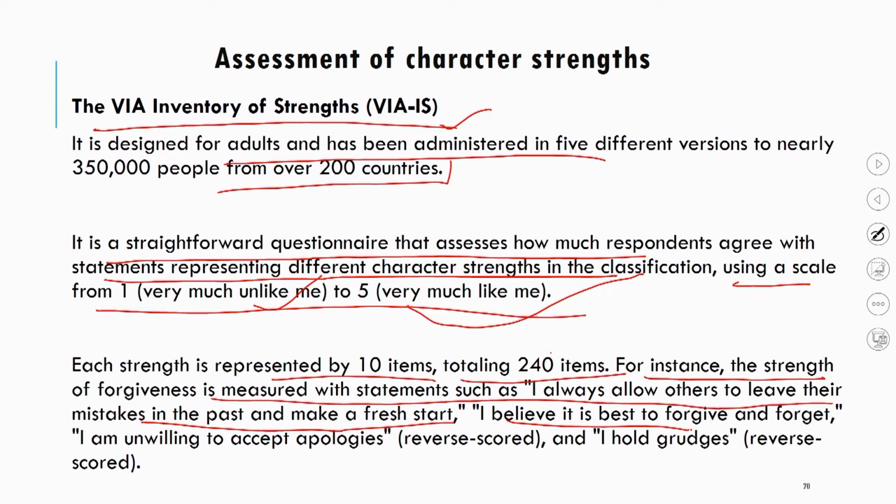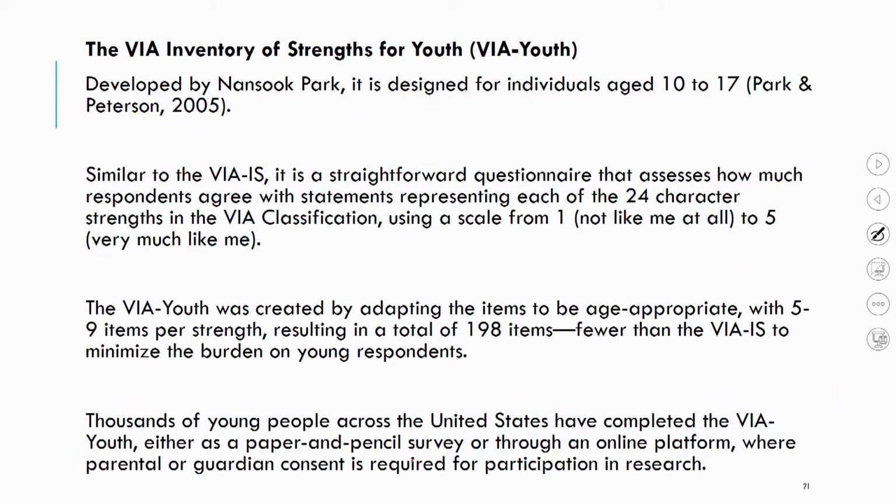Another statement is, I believe it is best to forgive and forget. Another is, I am unwilling to accept apologies, which is reverse coded. There are certain items which are reverse worded so that people do not just score mindlessly. If somebody is mindlessly filling it in and gives a similar type of score throughout, they will be caught here, because one has to understand the sentence and then fill in accordingly. So this is one very popular measure for adults.